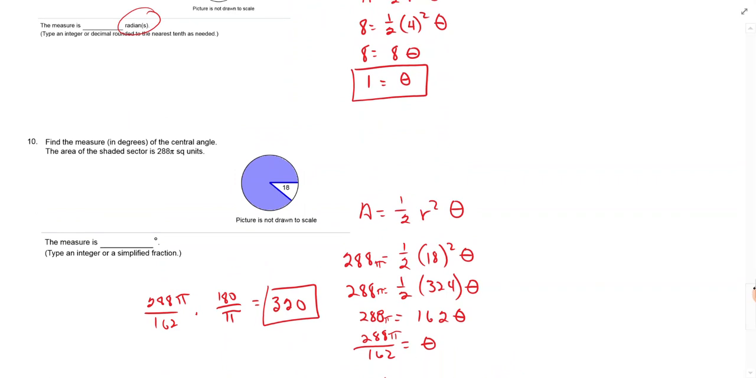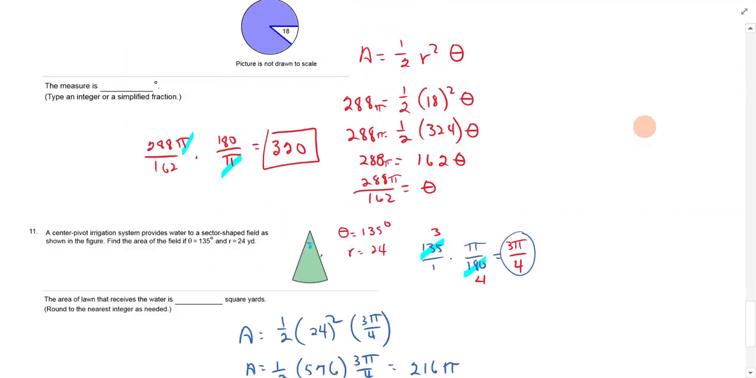Number 10. Find the measure in degrees of the central angle. The area of the shaded sector is 288 pi. So we're plugging in. Radius is 18. The area is 288 pi. 18 squared is 324. Half of that is 162. Divide by 162. So this is our theta in radians, but we need it in degrees. So we multiply by 180 over pi, and the pi's cancel out. You'll always know if you have it right because the pi's need to go away if you're going to have degrees. And you end up with 320 degrees.